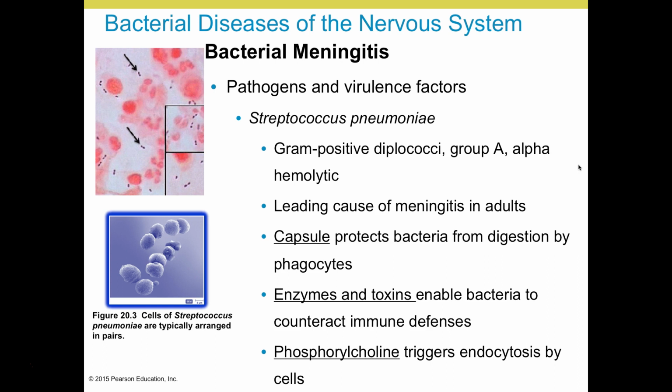The next one is Streptococcus pneumoniae. It happens to be also a diplococci, gram-positive. It is the leading cause of meningitis in adults. The capsule that it has, again, protects the bacteria from digestion by the phagocytes, and it releases enzymes and toxins that enable the bacteria to counterattack the immune defense from the white blood cells. And they also have phosphorylated choline, which triggers endocytosis by the cells.